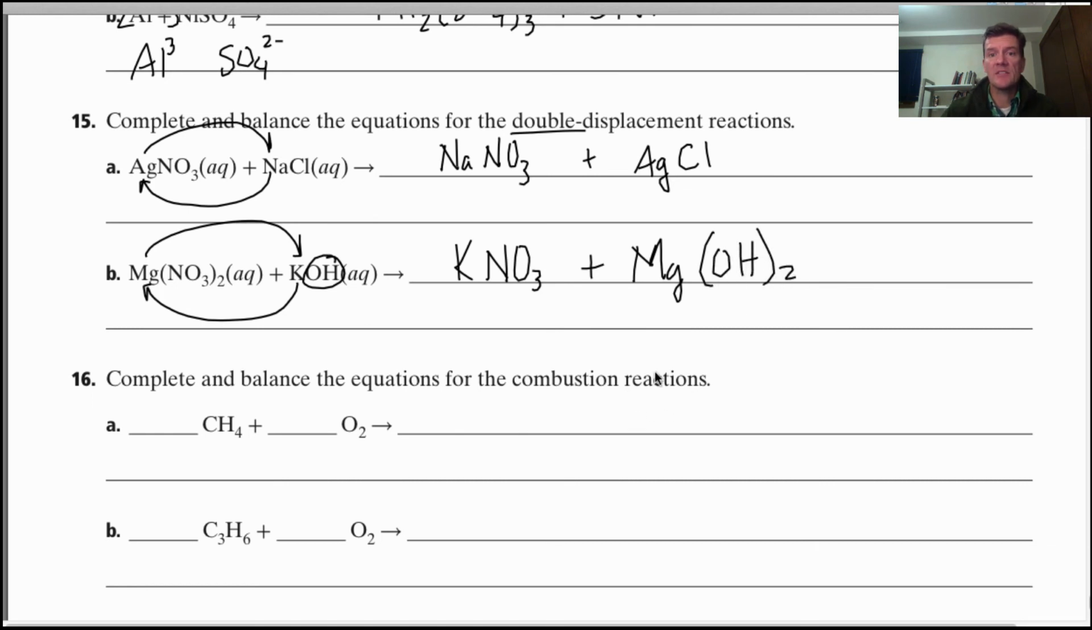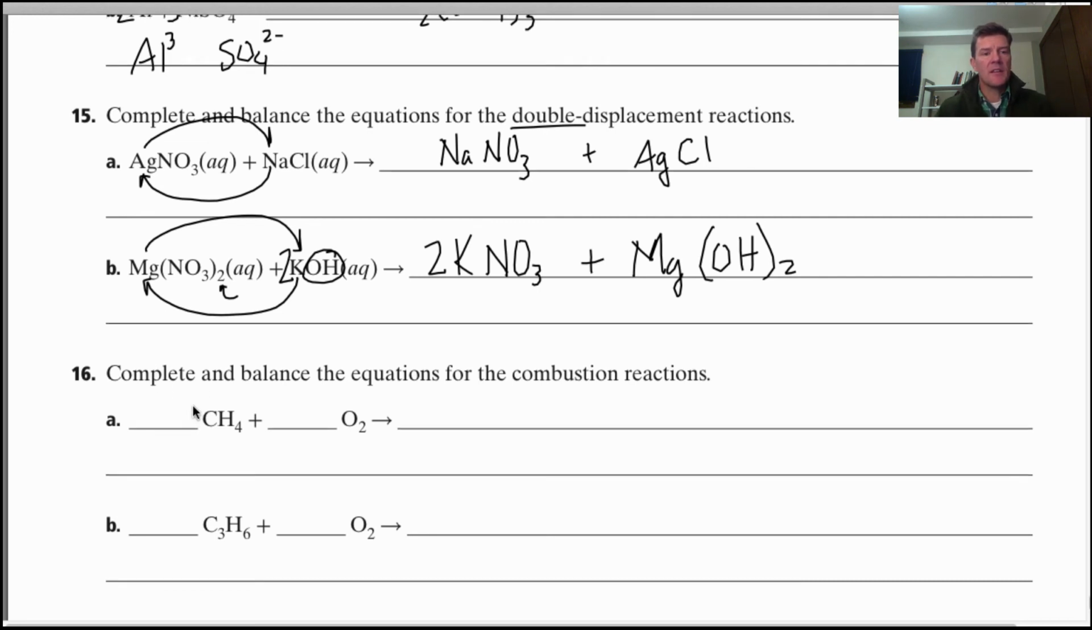Now we need to balance this. Since I have 2 hydroxides on the right, I'm going to have to double this whole compound there. That then also doubles the potassium there. So I have to double this where the potassium is. That doubles the nitrate, and I do have 2 nitrates on the other side, so we're good to go. Okay?